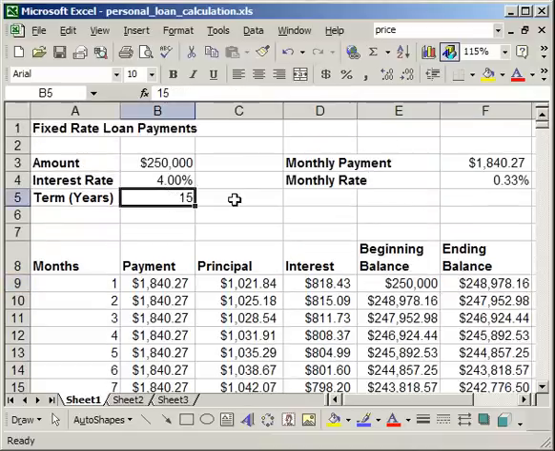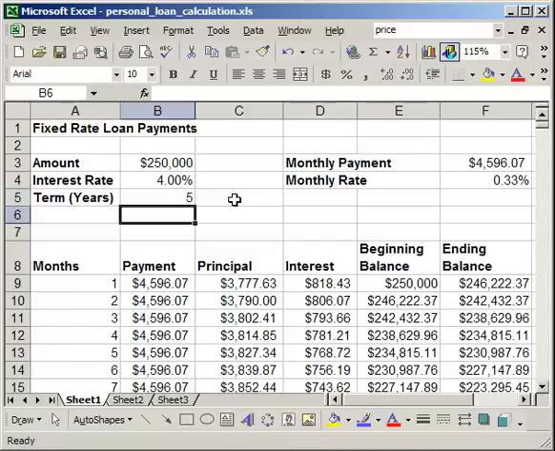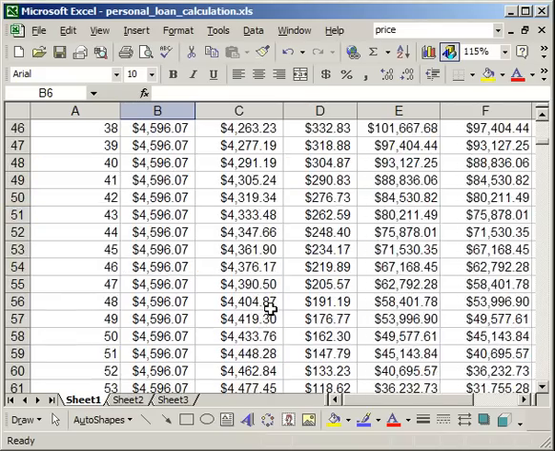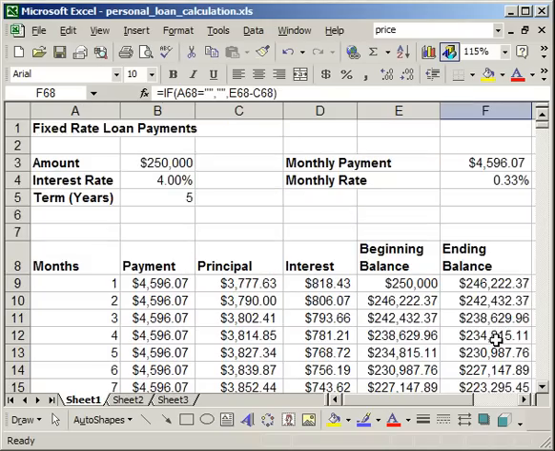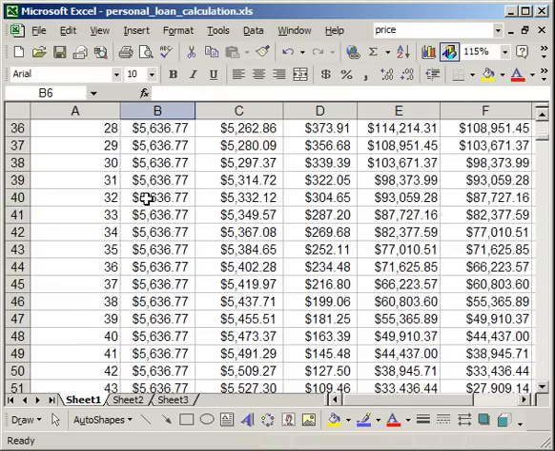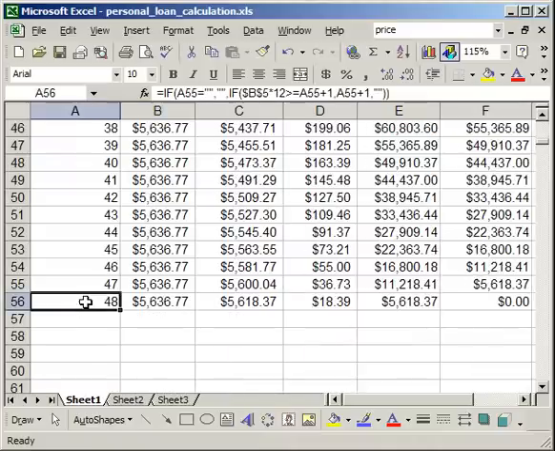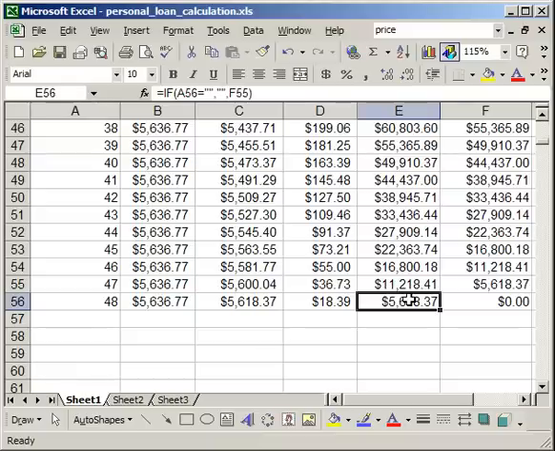So let's go extreme here just because I don't want to scroll down too much. If I have a 5-year loan, you can see that it only goes to 60 months. So it shows you every month in the period it's going to be paid for. If I go to 4 years, you can see it only shows up to 48. Now it's a really simple way that I did this, and I'm going to show you how to do that in the next tutorial.